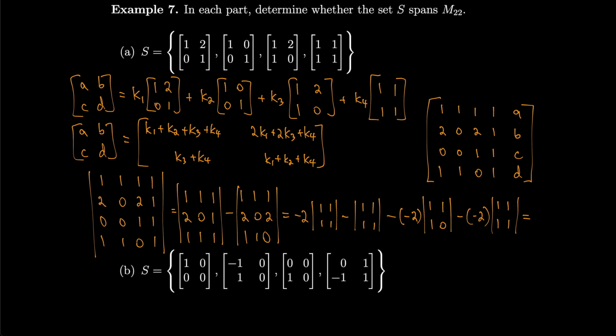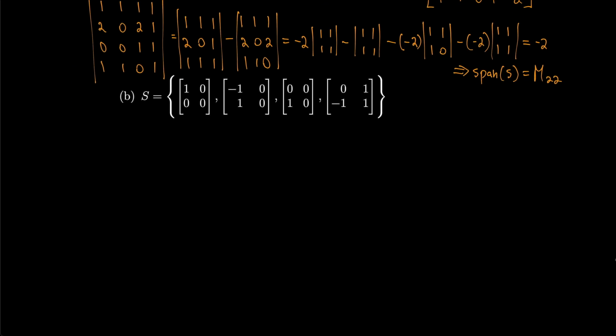Okay, so then notice this is 0, this is 0, this is 0, so everything comes from here. It just gives me minus 1, and this is 2, so I get minus 2. Okay, cool, so the determinant is non-zero. The determinant being non-zero means that this system is consistent, so the span of S actually is M of 2, 2. Cool. Okay, let's do the next one.